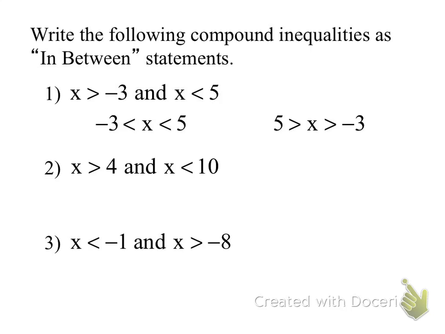Okay. Sydney? Maybe you would want to read it like the smallest number to the largest. Yeah, because on the number line, we like to order them the way that we see them on the number line. So make sure you're putting it from the smallest to the biggest, left to right. Okay, number 2, you should have had 4 is less than x, which is less than 10. And number 3 is -8 is less than x, which is less than -1.